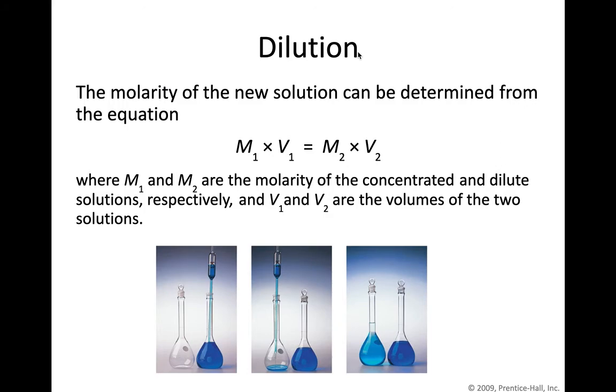If we've prepared multiple solutions, we could also dilute them from there. That uses the dilution equation, M1V1 equals M2V2. If we know our starting solution and starting volume, and we know how much we're diluting it to, we can figure out its new concentration.